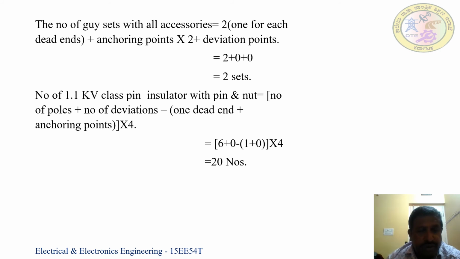Then next item is number of 1.1 kV class pin insulator with pin and nut, that is equal to number of poles plus number of deviations minus 1 dead end plus number of anchoring points, total into 4. Here number of poles is 6, number of deviations 0 minus 1 dead end plus number of anchoring points, that is 0. So then it gives 6 minus 1, that is 5. 5 into 4, that gives 20 numbers.